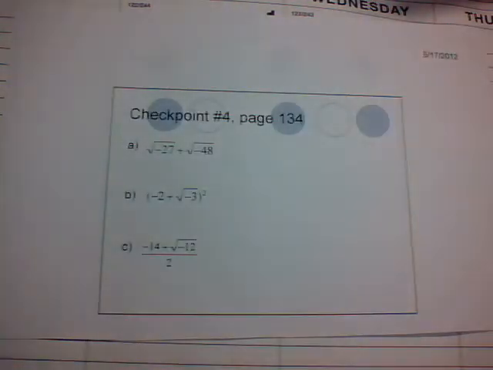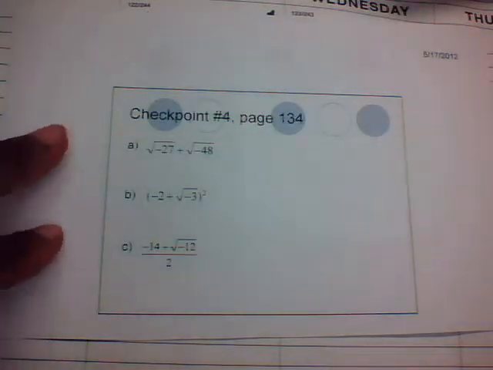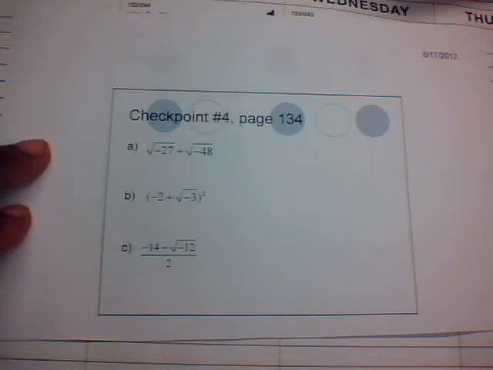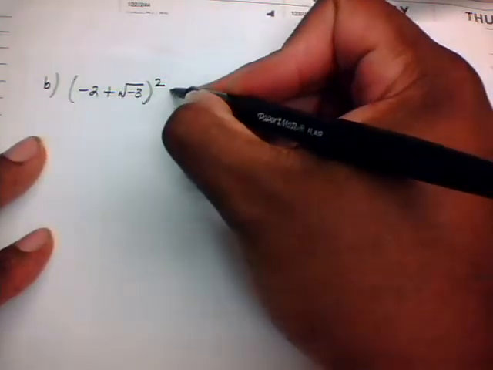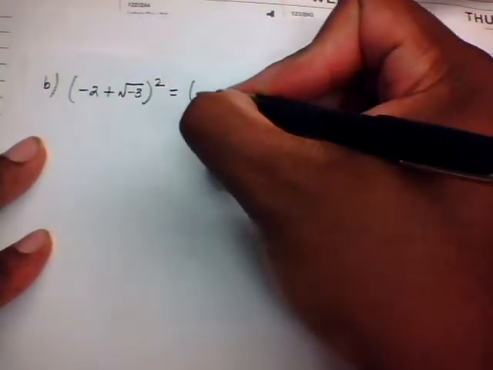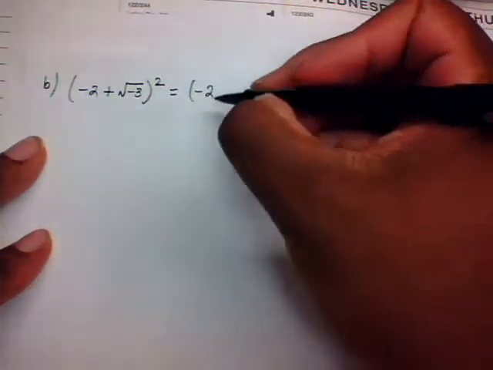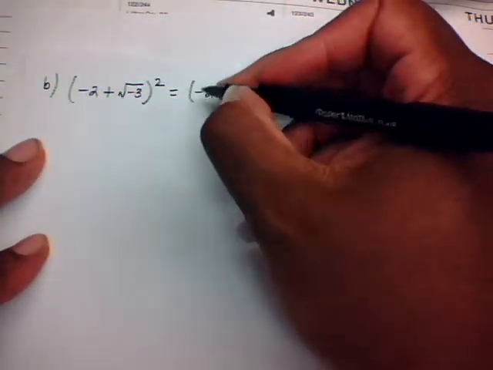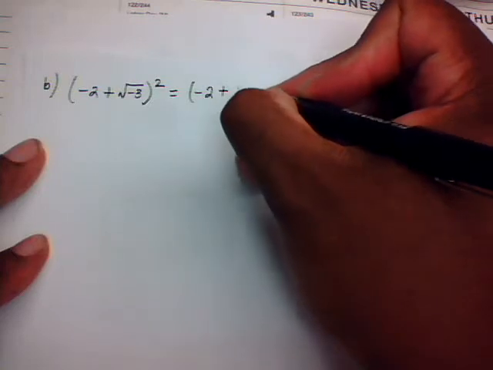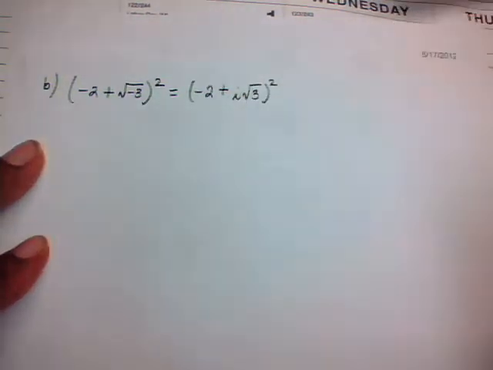All right, now let's look at part B. We got negative 2 plus the square root of negative 3, and that quantity is squared. In this case, we need to express this in terms of i before we do anything. The square root of negative 3 needs to be expressed in terms of i because it has a negative 1 underneath the radical, so we can express this as negative 2 plus i square root of 3. And that quantity is going to be squared.